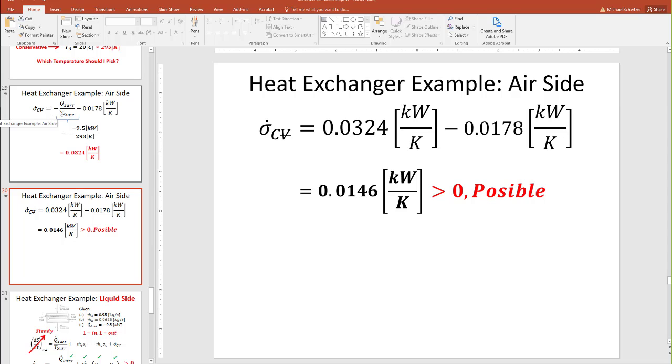Right, so here we get on the air side, because the heat transfer is leaving the system, and this was negative Q dot up here, that this term that's related to the heat transfer ends up being positive, and the term that's related to the change in the entropy in the air is negative, but the magnitude of this term is bigger, right? The positive term is bigger, so sigma dot is positive. So that means the air side looks good. If we just did the air side by itself, then it's possible.